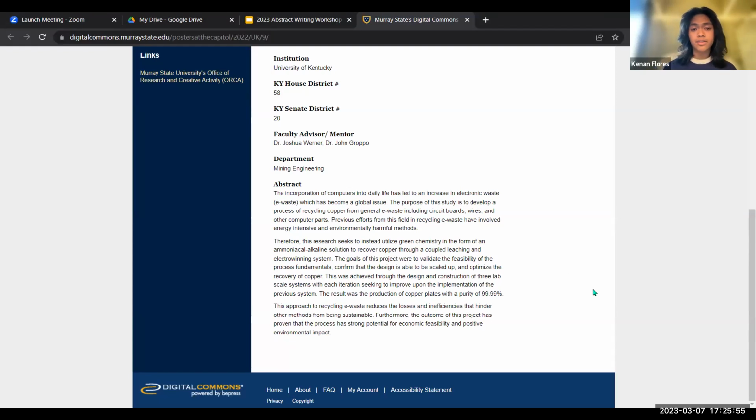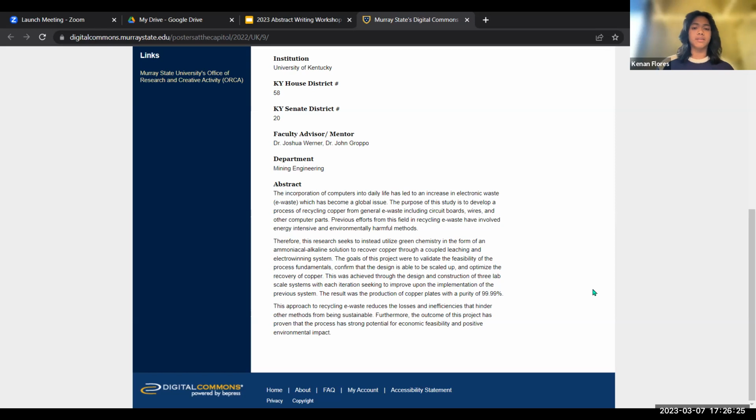At the beginning, it says the incorporation of computers in daily life has led to an increase in electronic waste. So that is the problem of his project. And then he states explicitly that the purpose of his study is to develop a process of recycling copper from general e-waste, including circuit boards, wires, etc. So he gives examples of his problem and purpose, which aligns with what should be said for the abstract.